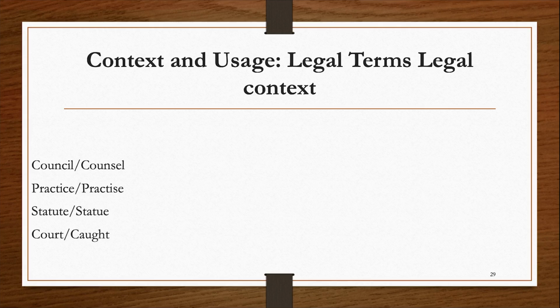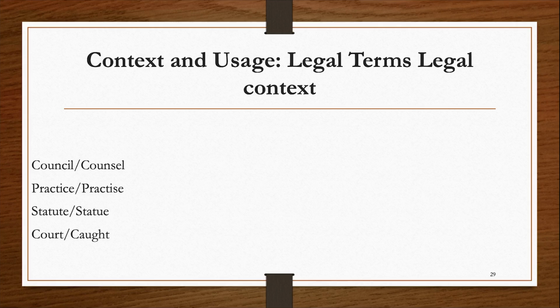For example, council. Council, spelled COUNCIL, is a group of people convened to make decisions or to provide advice. That is council. The city council approved the new park project. Now, the next one is counsel. That is COUNSEL. That is advice or guidance. It can also refer to a lawyer or legal advisor. She sought legal counsel before signing the contract.